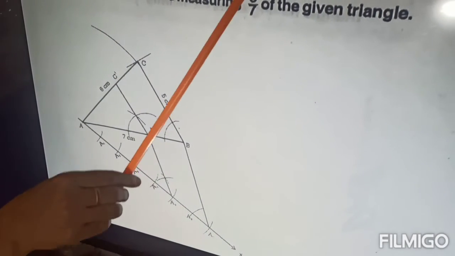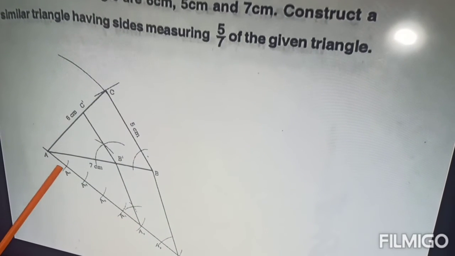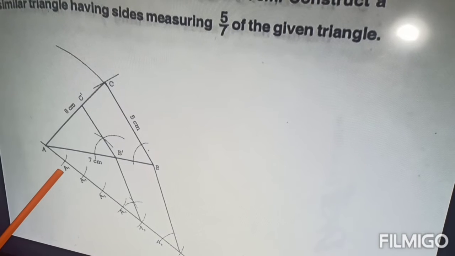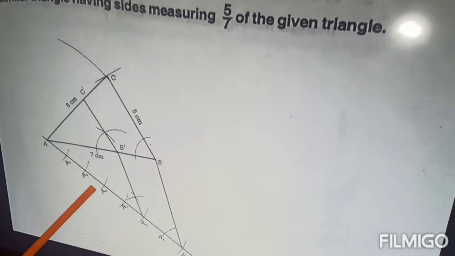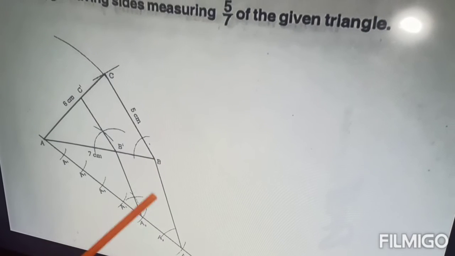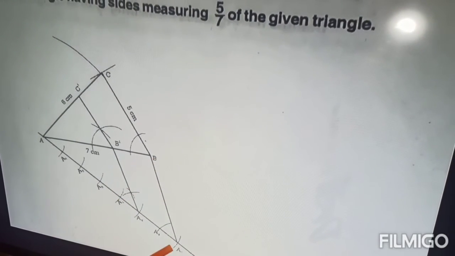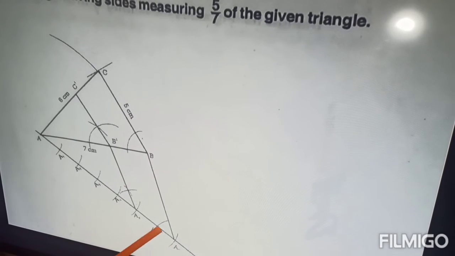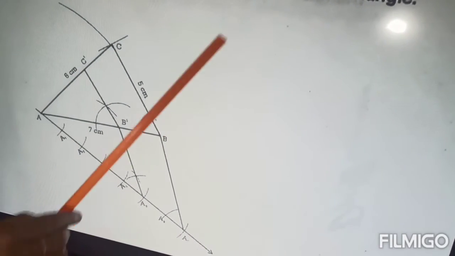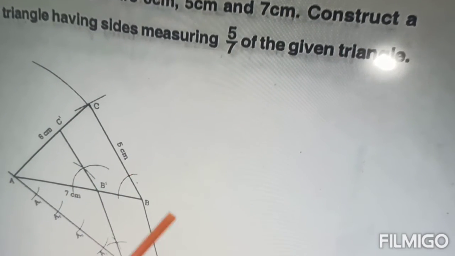Okay, here the bigger number is 7, no? That's why we have to mark 7 arcs on AX. Name those points A1, A2, A3, A4, A5, A6, A7. Okay. After that, join the last point A7 with B. A7, B. Then at A5, here the numerator is 5, the denominator is 7, no?